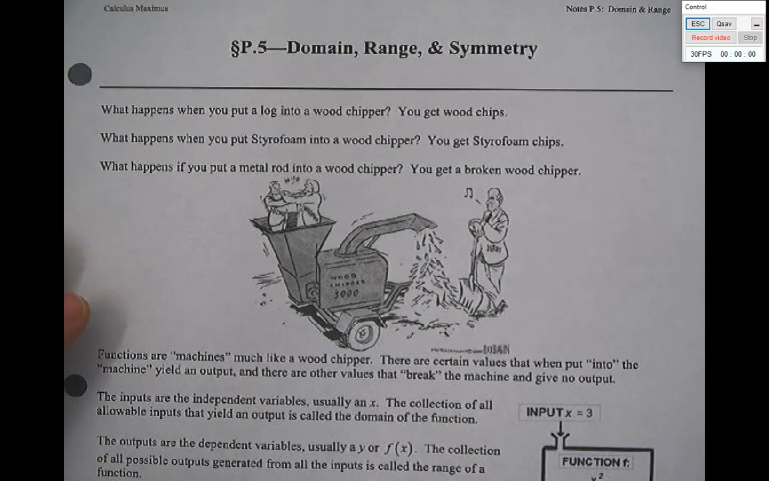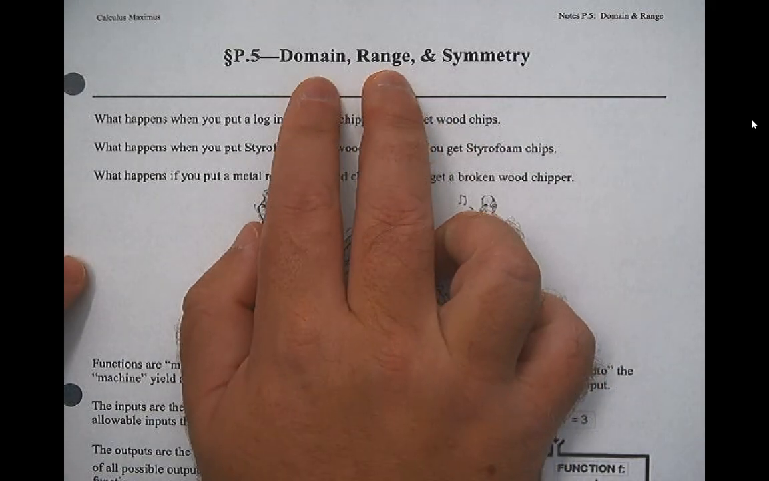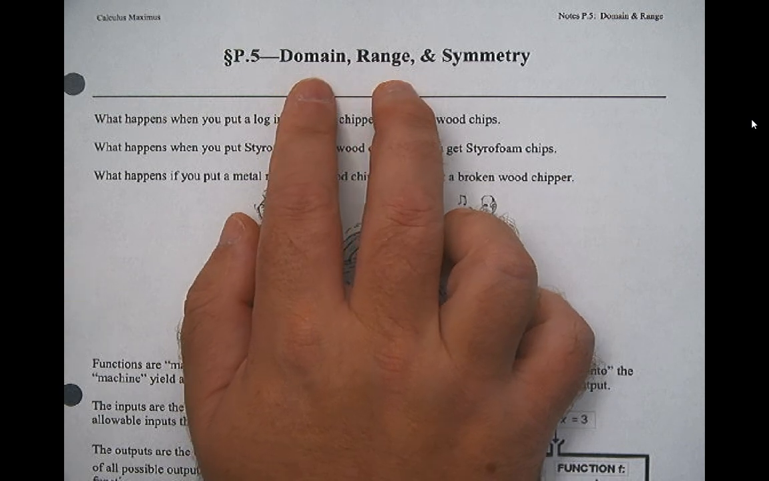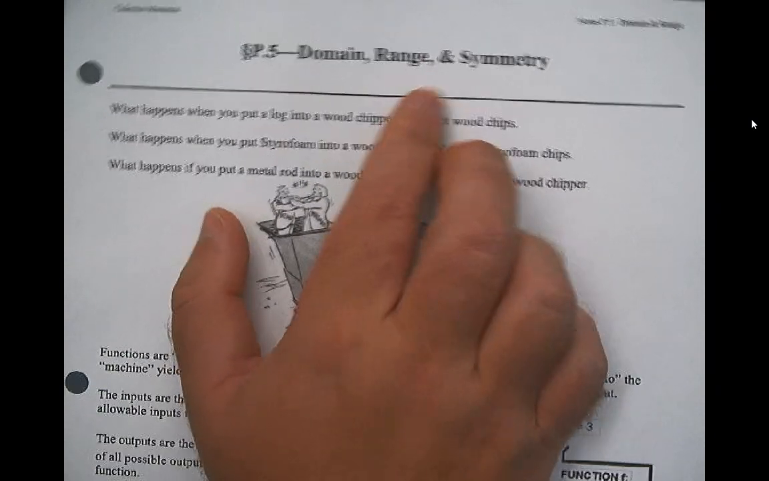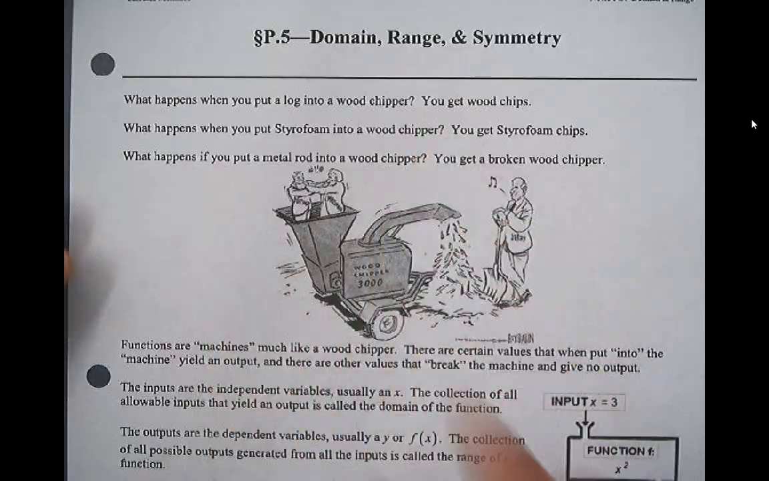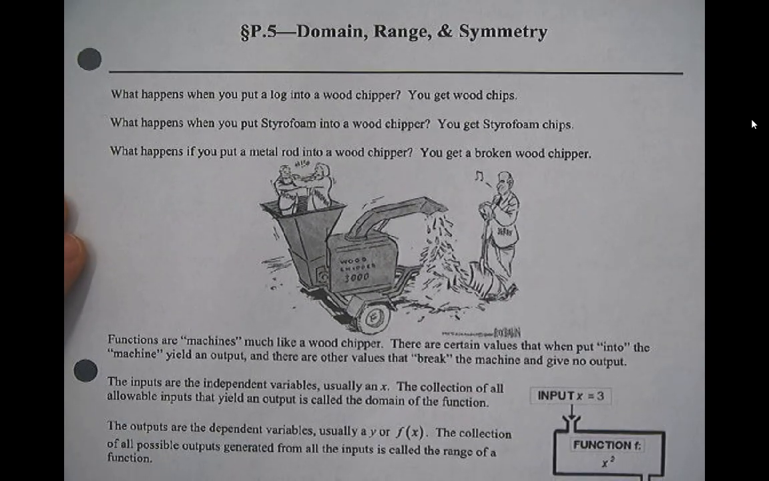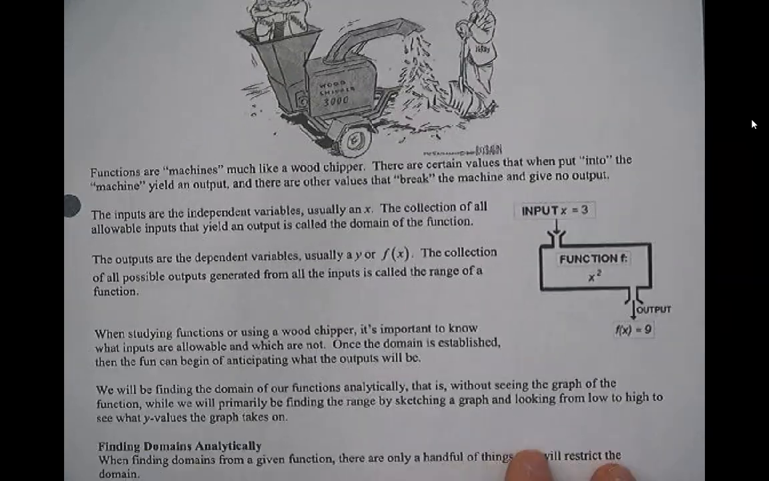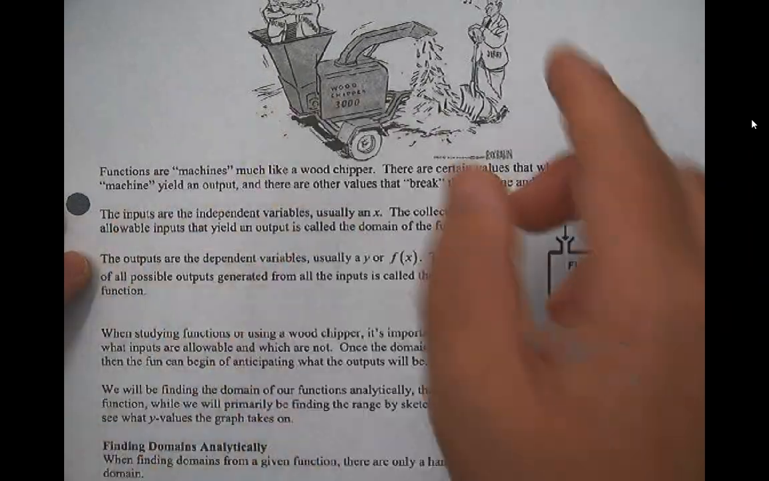Hi folks, today we're going to talk about domain and range and symmetry. Domain and range should feel pretty good, especially after we did the transformation section. And then symmetry, we're talking about odd and even symmetry, which I'll explain again in case you don't remember it from our pre-calc days. So we're talking about the domain and range and symmetry of a function.